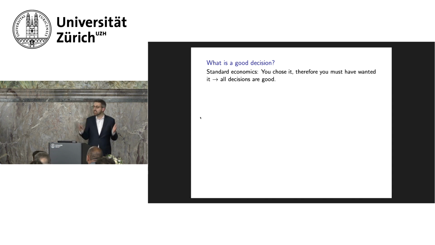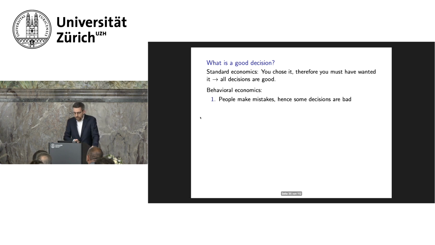In standard economics, there's no such thing as a bad decision because we use revealed preferences. So we say, basically, you chose it, therefore you must have wanted it. So every decision is good. In behavioral economics, we acknowledge that people make mistakes, and so some decisions will be bad, but we also want to acknowledge that people are different. They have different preferences, different circumstances, and we want to account for those.